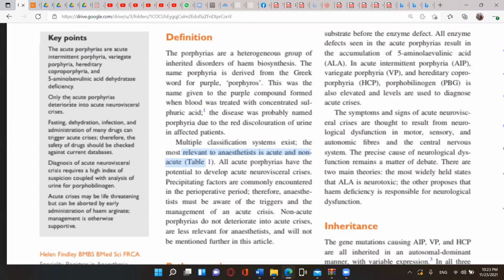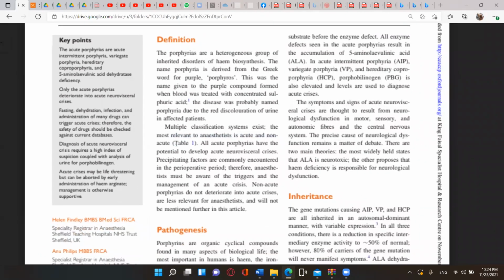Only the acute porphyrias deteriorate into clinical acute neurovisceral crisis. The most important thing: fasting, dehydration, infection, any stress, and administration of many drugs can trigger an acute crisis. Therefore the safety of drugs should be checked against a current database. Diagnosis of an acute neurovisceral crisis requires a high index of suspicion coupled with analysis of urine for porphobilinogen. Acute crisis may be life-threatening but can be aborted by early administration of heme arginate. Management is otherwise supportive. In the key points, you will find the main theme of the topic.